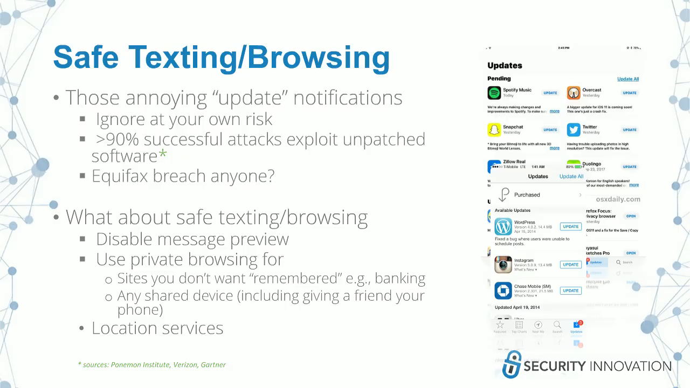Use private browsing for any shared device. So let's say you're giving your friend your phone and they say, hey, can you look this up for me? Or your friend says, oh, you have your phone, I need to Google something. Open up a private browser for them, and they'll Google it in the private browser, right? That's that. We talked about location services.